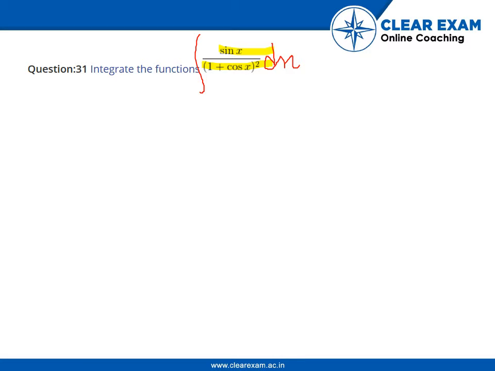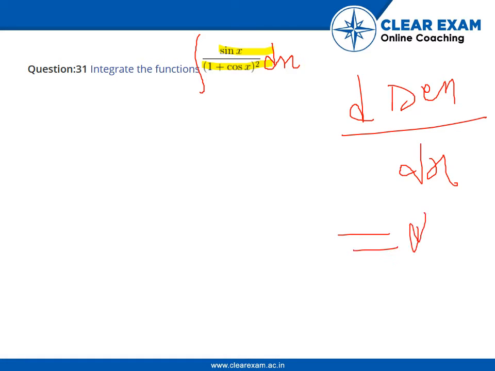So you can see that our numerator is the exact differential of the denominator. That is, if we differentiate our denominator with respect to x, we get the numerator. So what do we do when we satisfy this condition? We simply assume our denominator, or the part of the denominator, as t, whichever is deemed fit. So now let us see the first step.